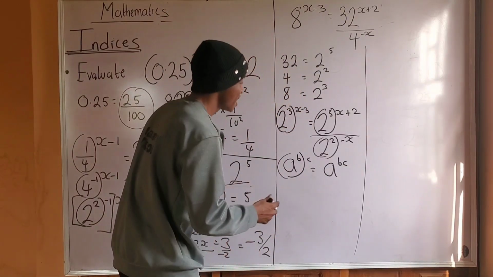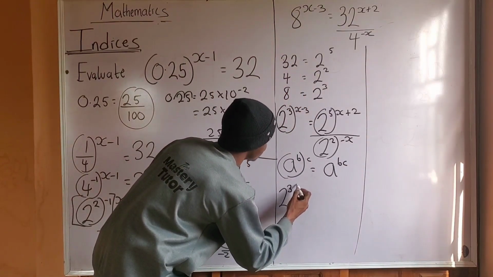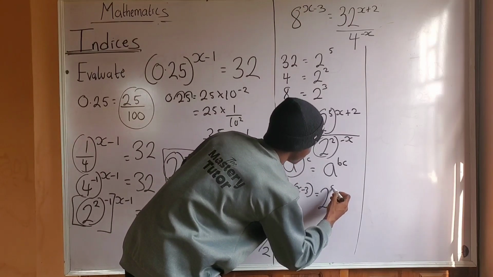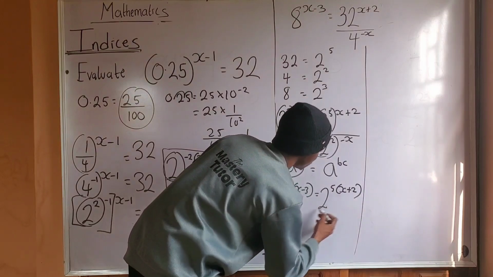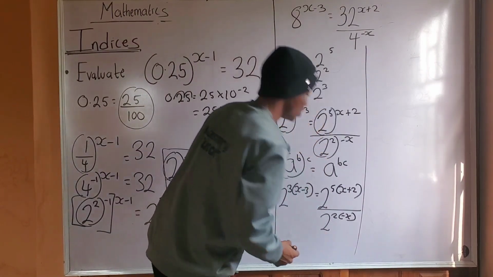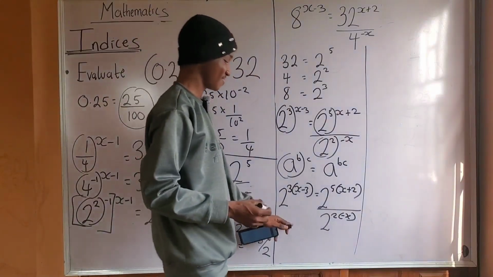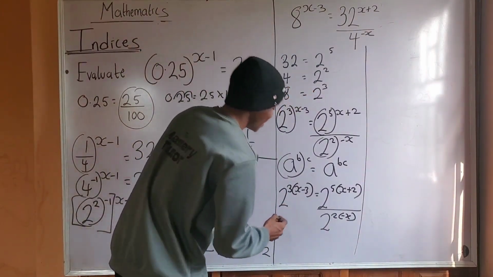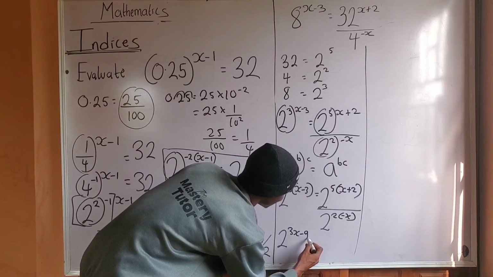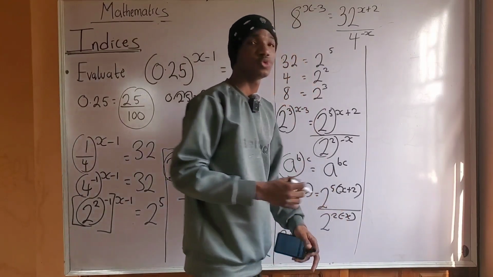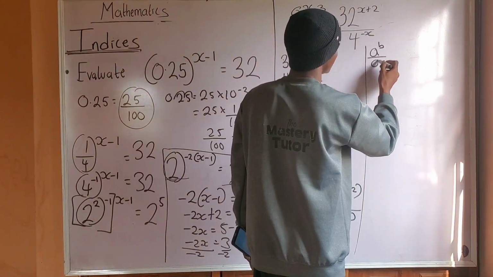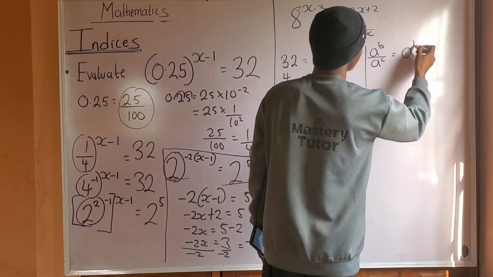Do you understand? So here I'm going to have 2 raised to the power of 3 multiplied by x minus 3 will be equals to 2 raised to the power of 5 multiplied by x plus 2, all over 2 raised to the power of 2 multiplied by minus x. Do you understand? Okay. Having gotten to this point, here I'm going to have 2 raised to the power of 3x minus 9. This will be equals to, now I want to use a law here. If you have a raised to the power of b all over a raised to the power of c, this is equals to a raised to the power of b minus c.